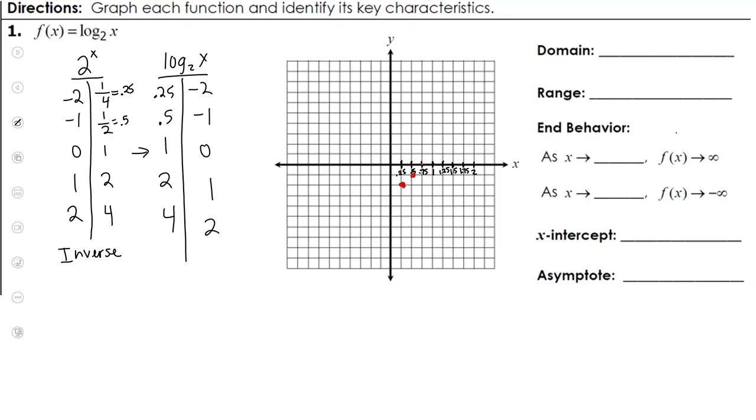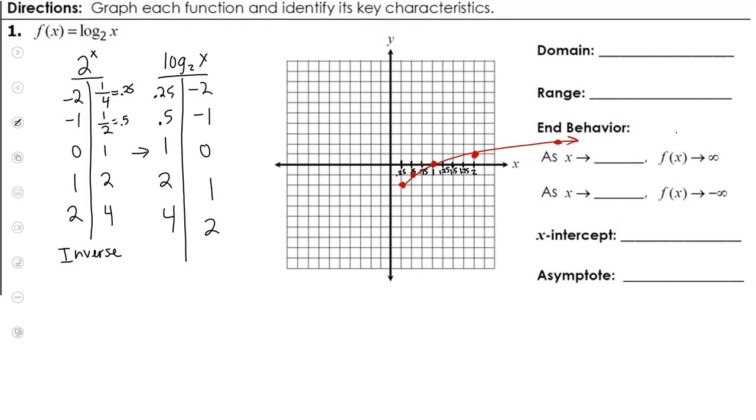At 1, 0, I'm there. 2, 1, I'm there. Oh, 4 and 2 is way over here. Okay, it'll look like this. Maybe go by 0.5s. That would be better to fit. But is that okay, guys?